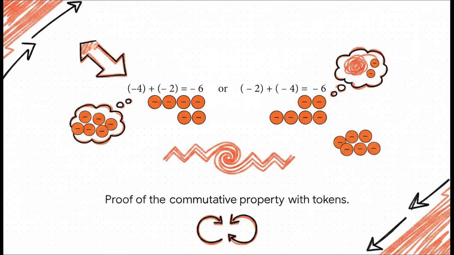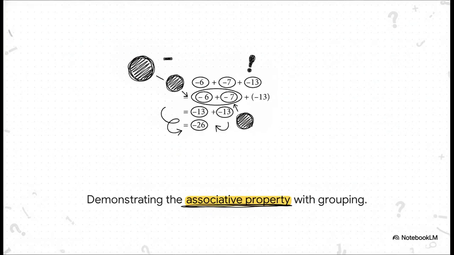Now on the right, let's swap the order. Start with 2 negative tokens, then add 4. Look at that! We still end up with the exact same pile. Swapping totally works, even when you're in the red. Now let's see the associative property, that grouping rule, in action.